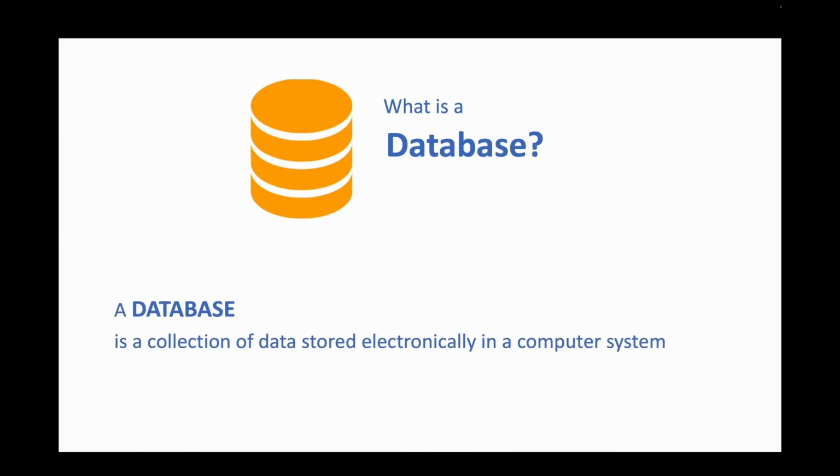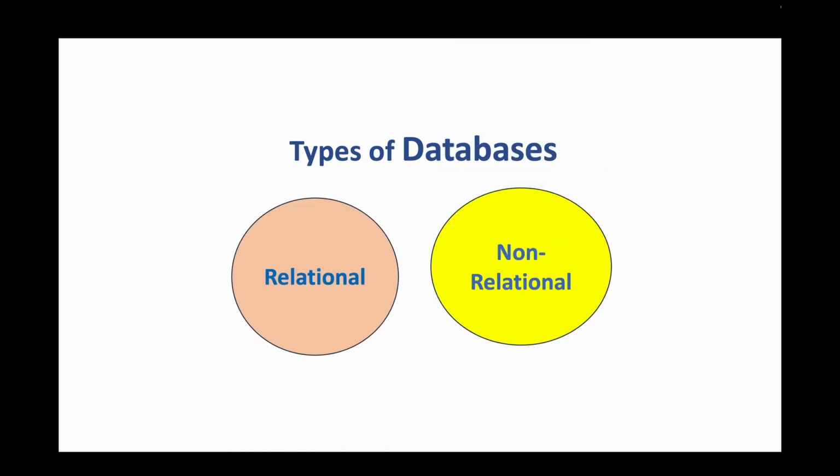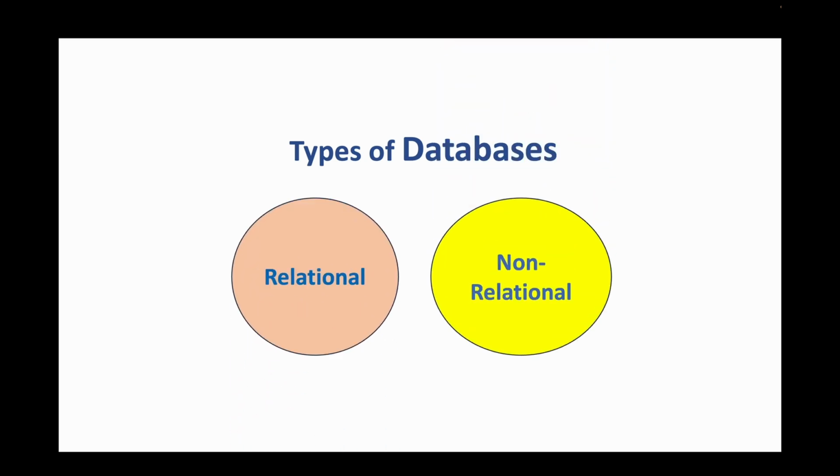You might get this question, what is a database? A database is a collection of data stored electronically in a computer system, which you can easily access and alter, doing actions like creating, deleting, and updating your data within a database. There are some types of databases. The two most common types are relational and non-relational databases.